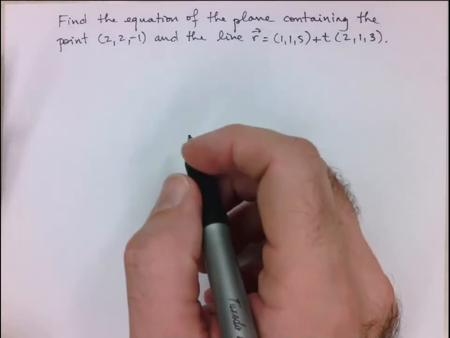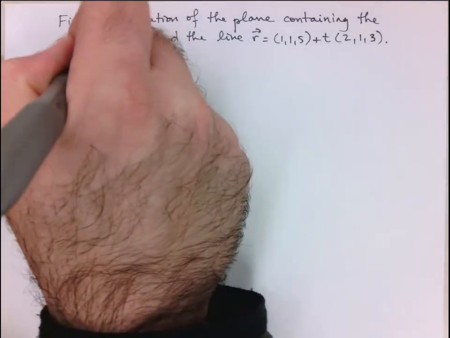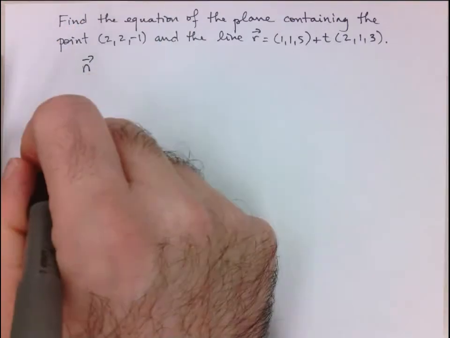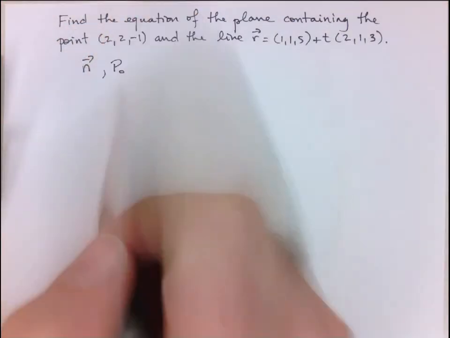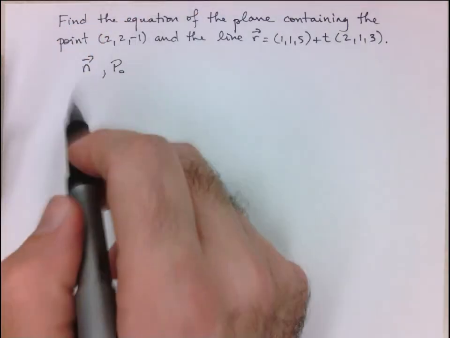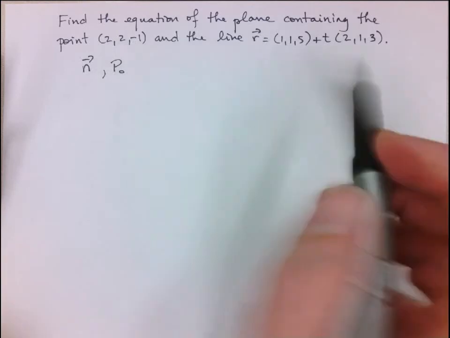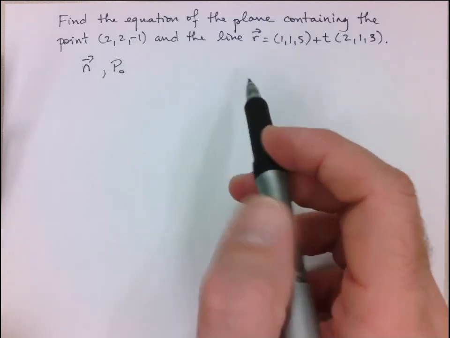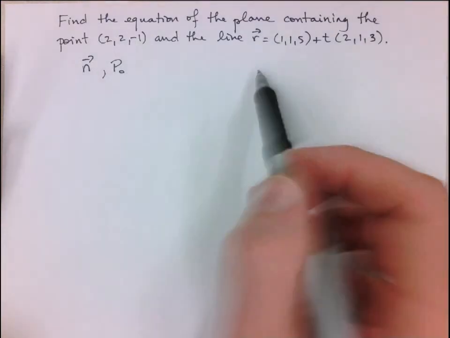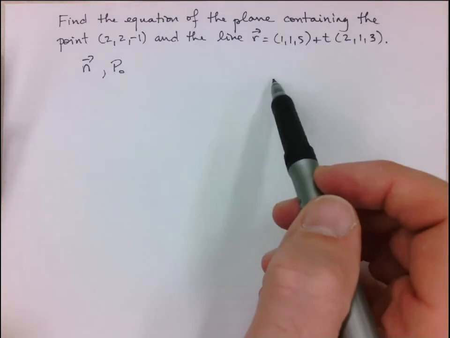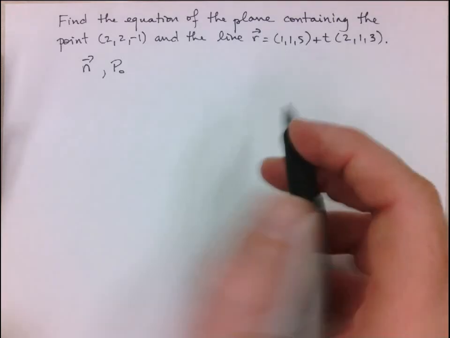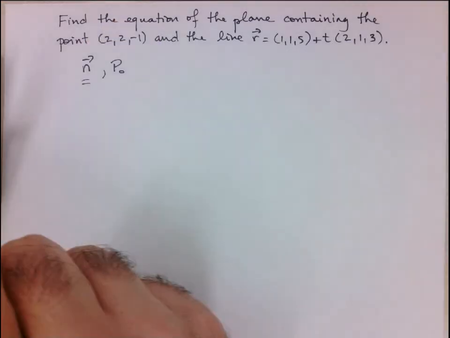So let's recall that to find the equation of a plane we need two things. We need a vector normal to the plane and we need a point on the plane. So we know 2, 2, negative 1 is a point on the plane, that's given. In fact, we also know that 1, 1, 5 is a point on the plane, since this line is on the plane and 1, 1, 5 is a point on the line, it must also be on the plane. So our goal now is to find a normal vector.